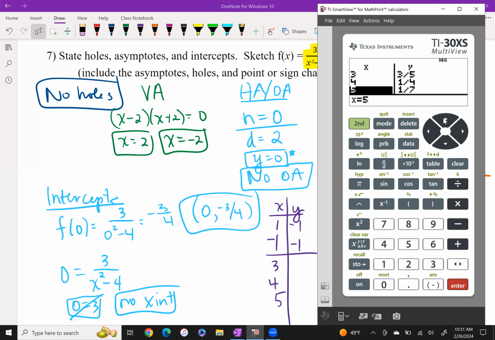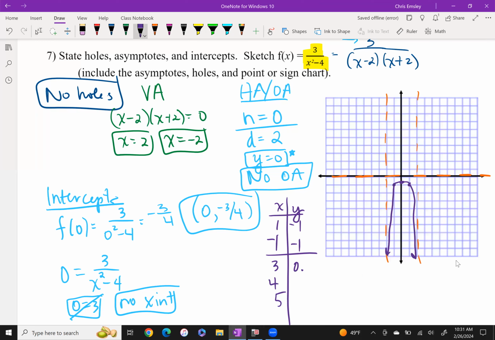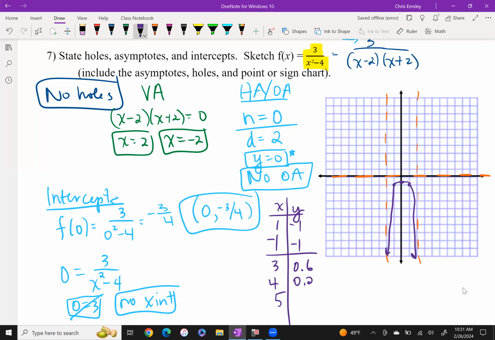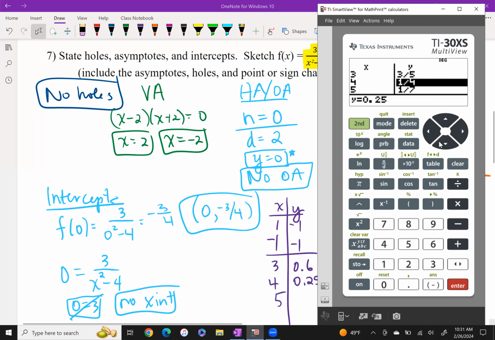If you like to have a decimal, because I think the decimals are sometimes easier to graph, you can go over to that fraction and hit your double arrow. So when x equals 3, y is 0.6. And when x equals 4, y is 1/4 or 0.25. And when x is 5, I was reading ahead, y is 1/7, which is 0.14.